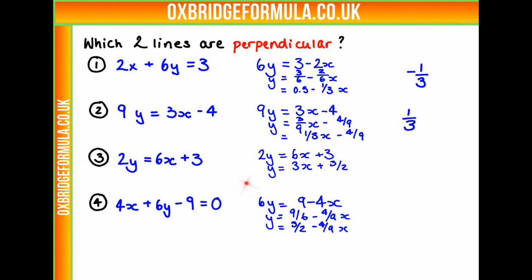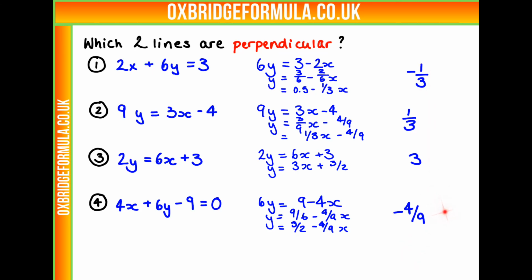For our third line, we've got y equals 3x plus 3 over 2. So our gradient is 3. And for our final one, we've got 3 over 2 minus 4/9 x. So our gradient is minus 4 over 9. So now we have all our gradients.